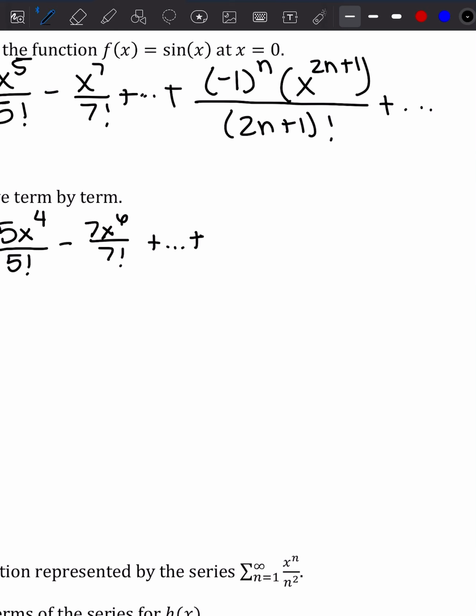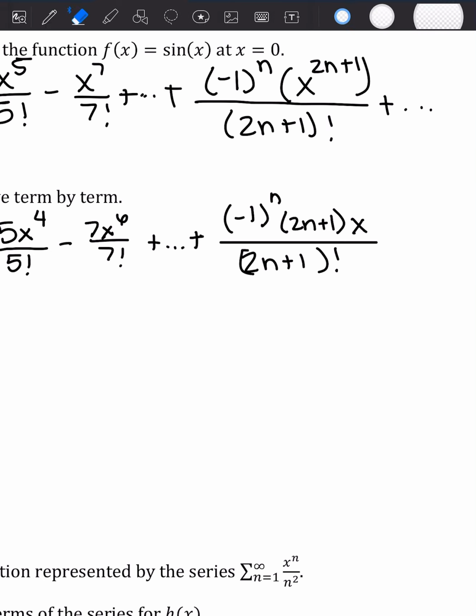So for our general term, we're taking the derivative with respect to x. Negative 1 to the n and 2n plus 1 factorial are both constants, so those are going to stay. And then we take the derivative of x to the 2n plus 1. So we multiply by 2n plus 1, and then take 1 away from our exponent. Our exponent is going to be x to the 2n plus 1 minus 1, so plus 1 and minus 1 go away, and we get the 2n power. And that goes on forever.